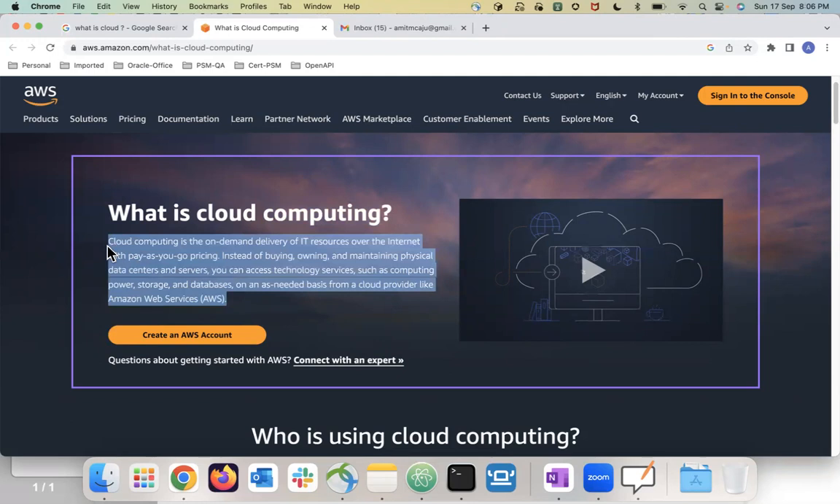Cloud computing, just ignore the word computing as of now. At a high level, I've told you that cloud computing is an on-demand delivery. Each word has a meaning. On-demand means whenever I need, I demand it. If I need one server now, in 2 minutes I can get a server, which I'll show you later. This is called on-demand.